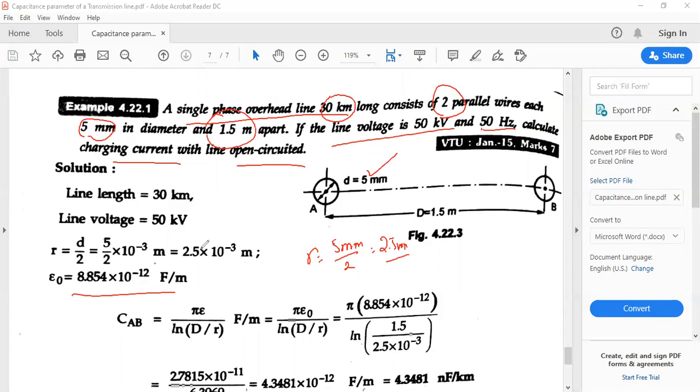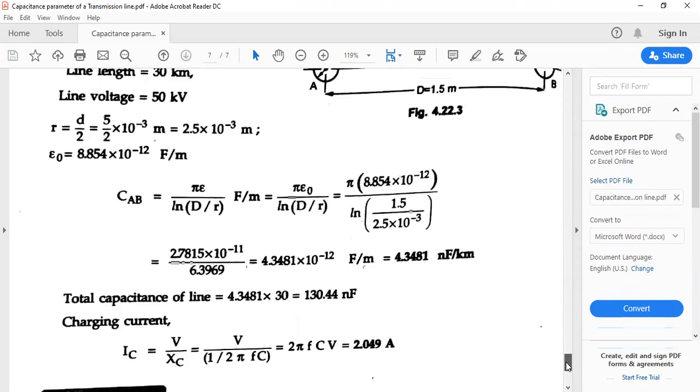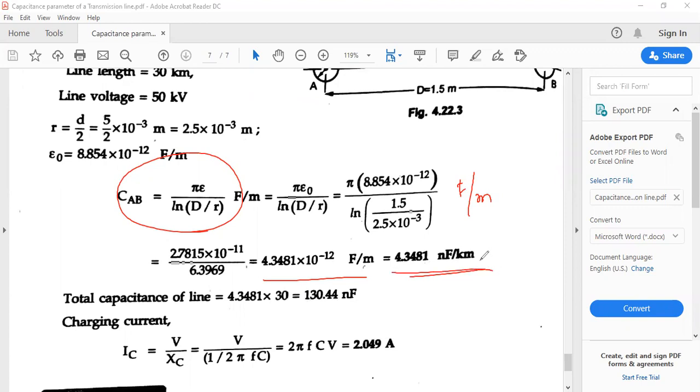Epsilon naught is given. Line voltage is 50 kilovolt. Line length is 30 kilometer. And what is to be done? You need to find out the CAB. CAB is given by this equation. If you calculate farad per meter, just include all the data here. Next, you are left with the final expression as 4.3481 into 10 power minus 12 farad per meter. Now you need to keep it in terms of per kilometer value.